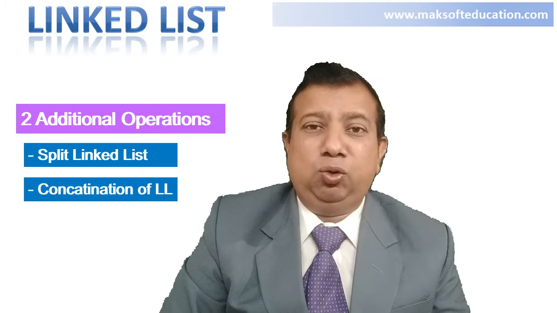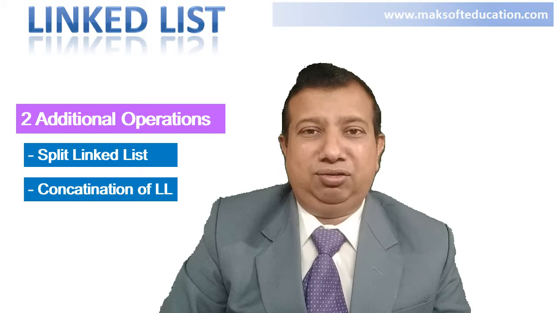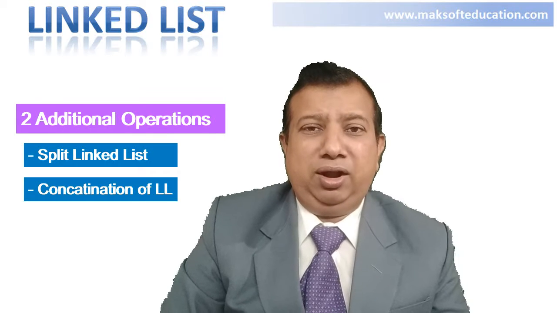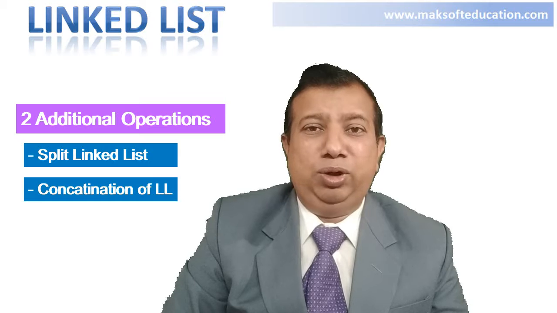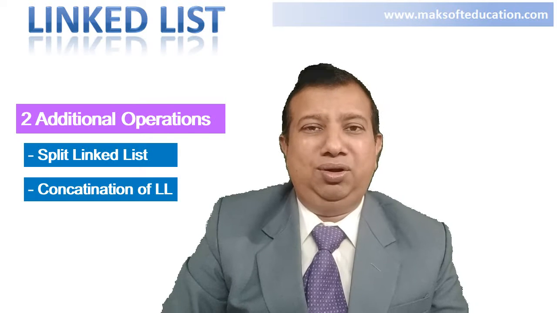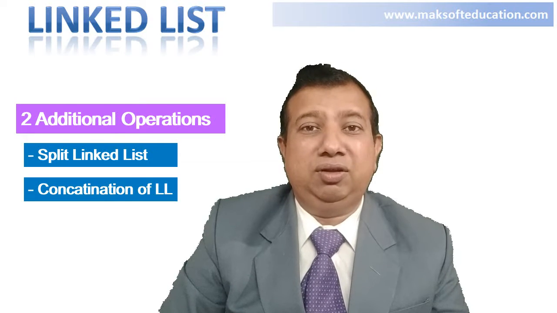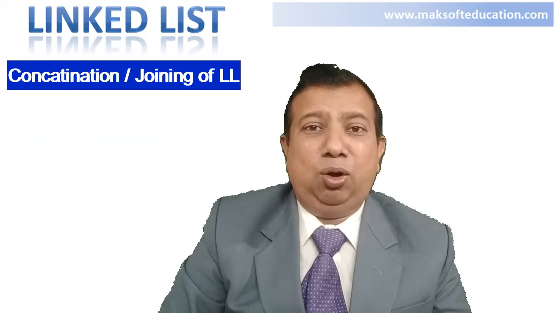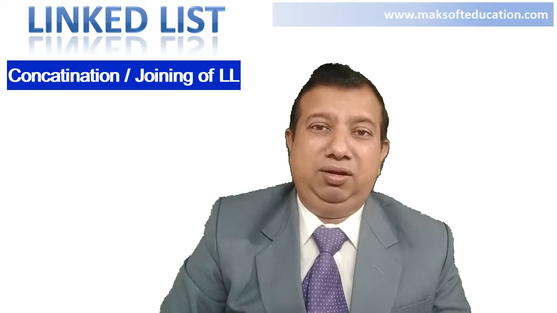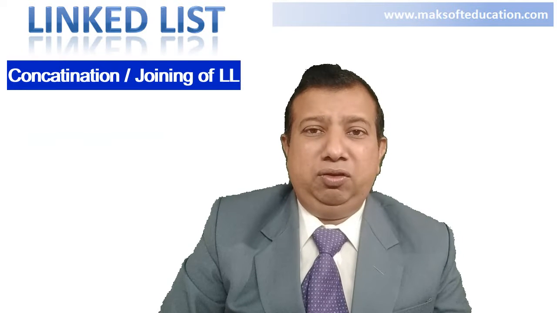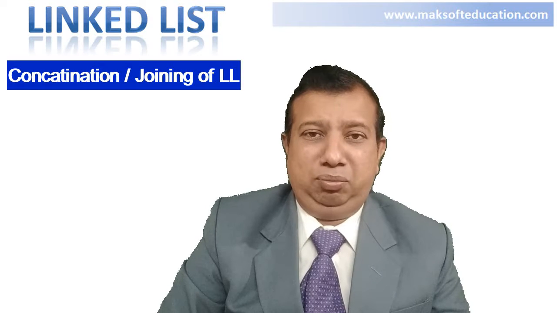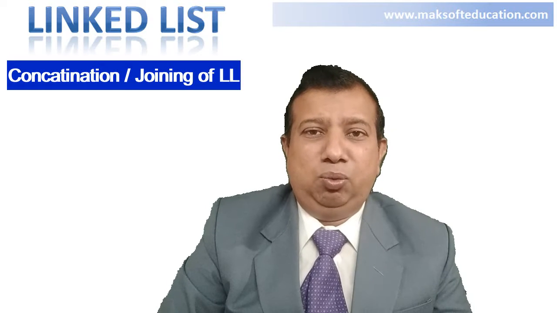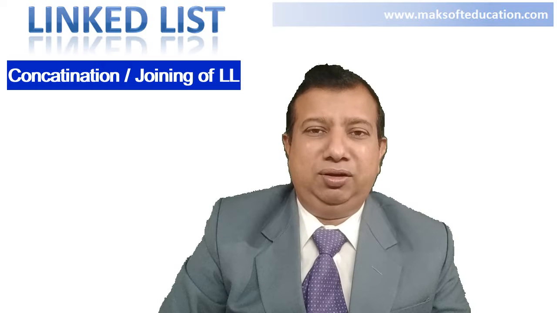First we will see concatenation of linked list. In concatenation of linked list, we are going to join two different linked lists to create a single linked list. This operation is also known as merging a linked list or appending one linked list. This is a very important operation in case of database management. So let us see what is concatenation of linked list.